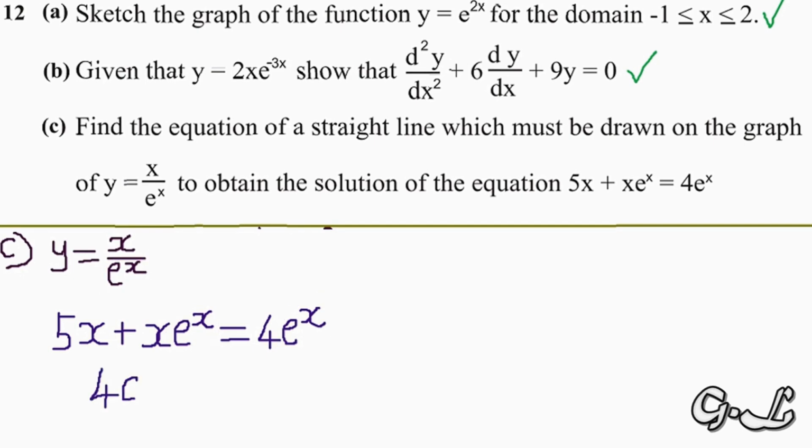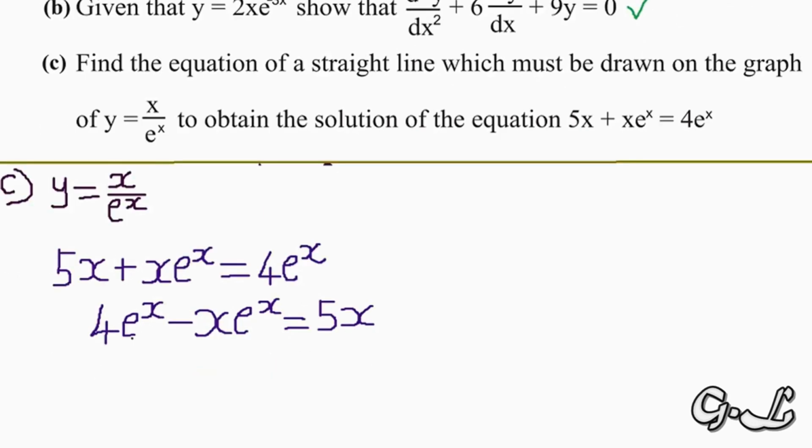With the second equation, which is 5x plus x e to the x is equal to 4e to the x, we have to make e to the x the subject. How is it going to be made the subject? It will be 4e to the x minus x e to the x, and we are going to say that is equal to 5x, like that. So that is how it is.